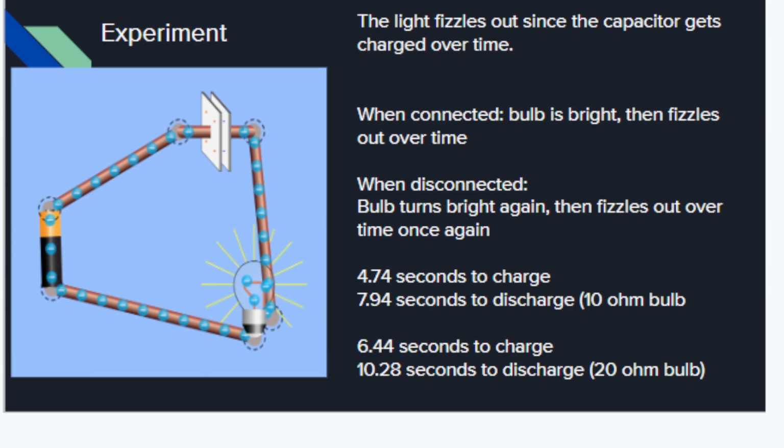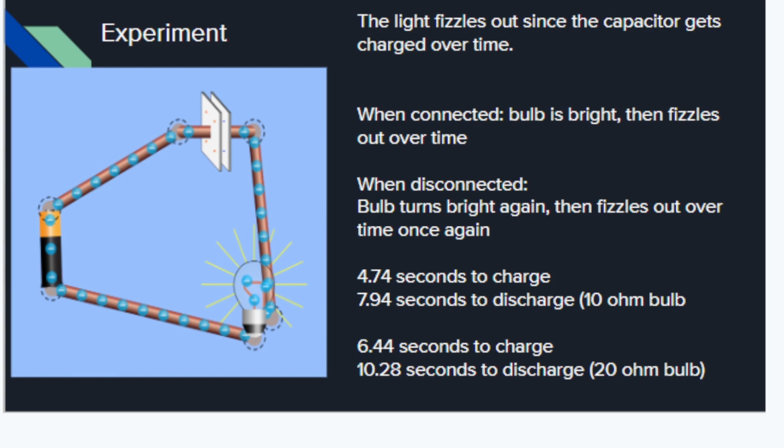Moving on to the capacitor section, the light fizzled out since the capacitor gets charged over time. Whenever connected, the bulb was bright, and then it fizzled out over time, and when disconnected, the bulb burns bright again, and then fizzles out over time once again. And I already discussed these numbers previously.